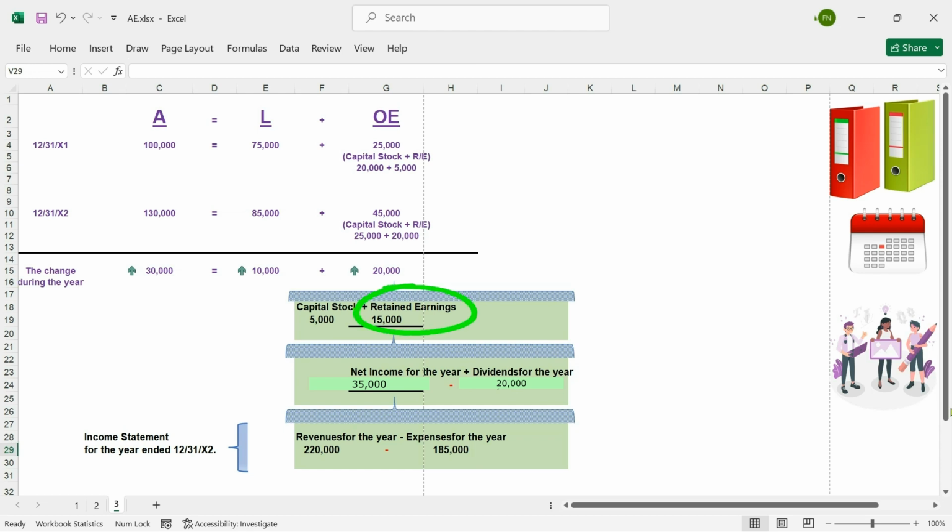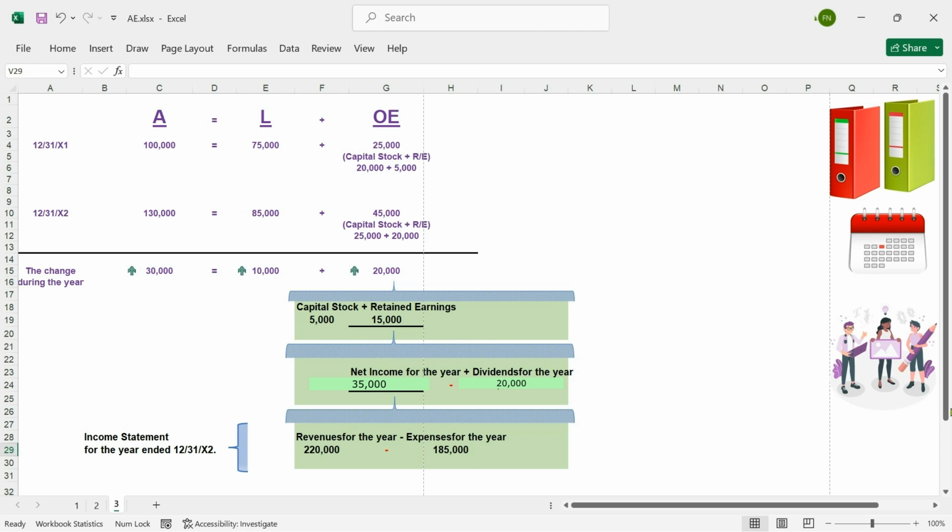Let's assume for a moment that I tell you that dividends paid out by the business during the year amounted to $20,000. If you knew that the change in retained earnings was $15,000, you could calculate or determine that net income for the year must have been $35,000. You see, you have a little algebraic equation right here, where you're talking about the change in retained earnings and then further defining that as net income for the year less dividends.